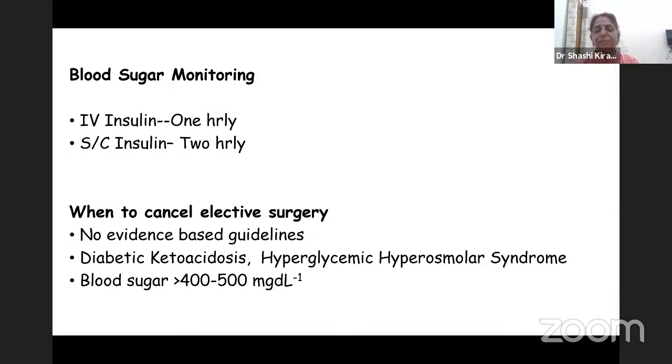Another important question is when to cancel elective surgery. It's quite a debatable thing. Daily we encounter that, okay, we will not take up this surgery. There are no evidence-based guidelines for that. However, if a patient has diabetic ketoacidosis or HHS, then surgery should be postponed if it is elective. And generally in the literature, it is mentioned that if blood sugar levels are in excess of 500 mg% on the day of surgery, it should be cancelled.